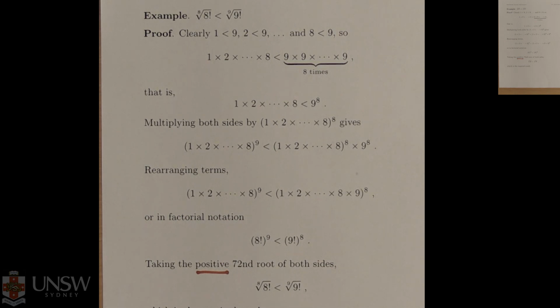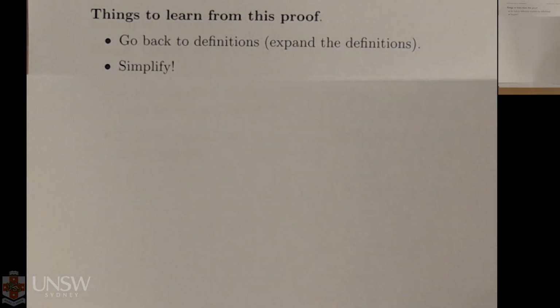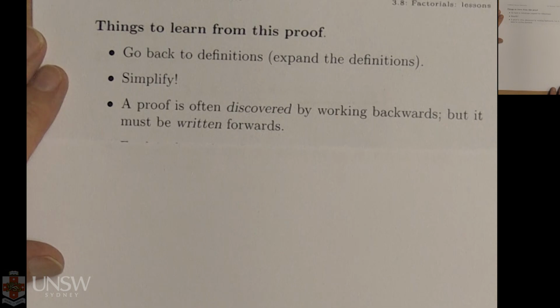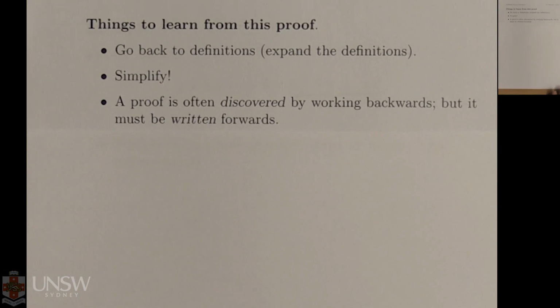I've also used the definition of what's meant by factorial. These are just ways of simplifying. We've done other simplifications as well, for example, cancelling common factors. Here's a good piece of advice. A proof is often discovered by working backwards, but it must be written forwards.